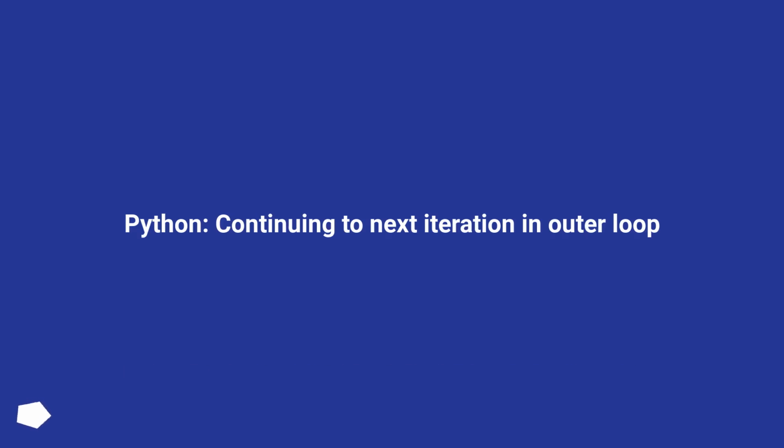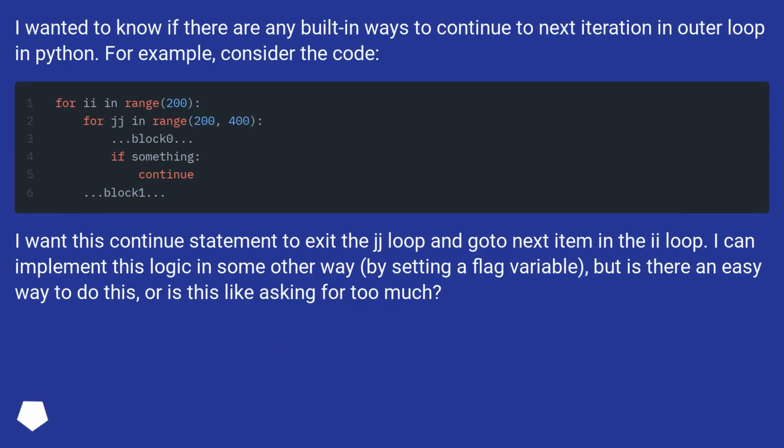Python, continuing to next iteration in outer loop. I wanted to know if there are any built-in ways to continue to next iteration in outer loop in Python. For example, consider the code.